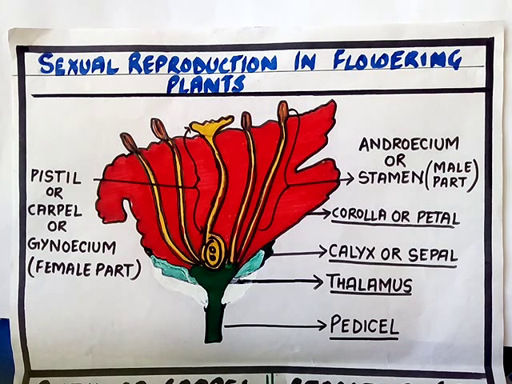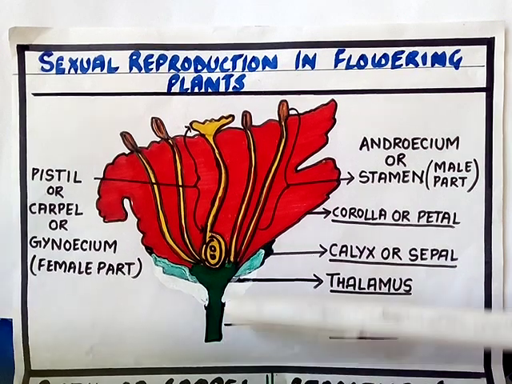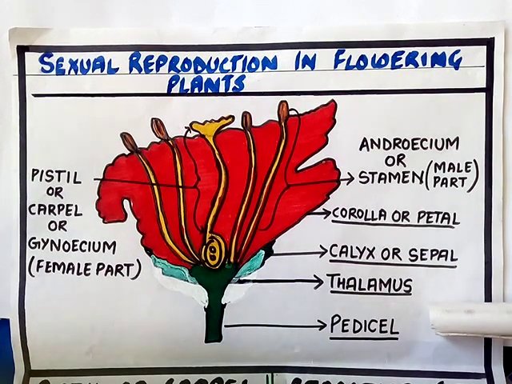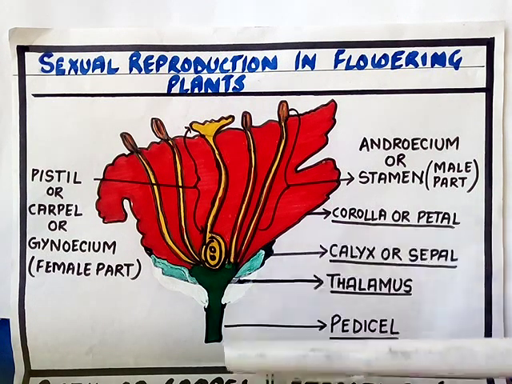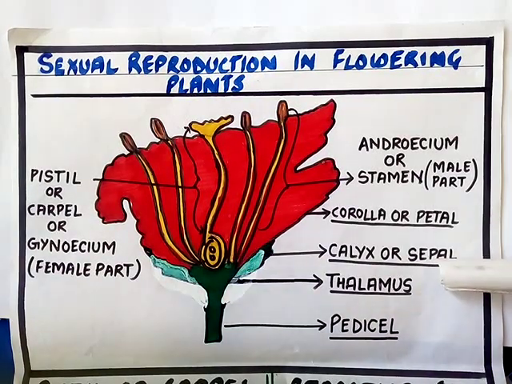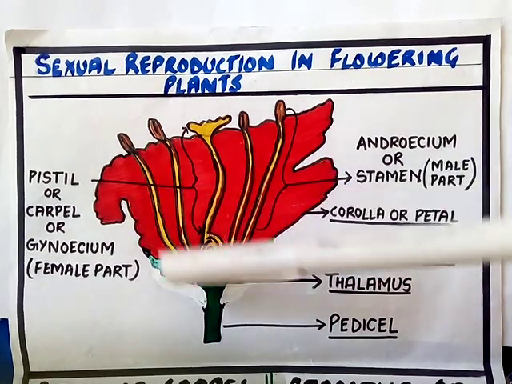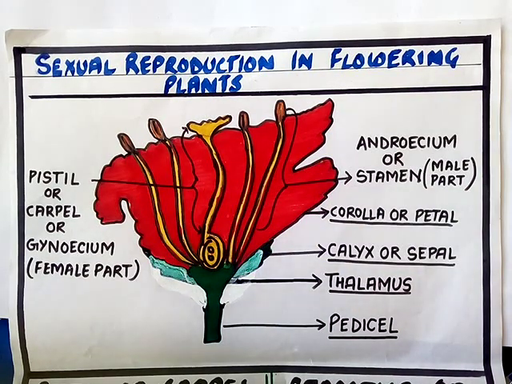So let's talk about the different parts of a flower. The flower is borne on a stalk-like structure known as the pedicel. The swollen end of the pedicel is known as the thalamus. The thalamus holds the four whorls of the flower. Whorls are the circular arrangement of the different parts of the flower.